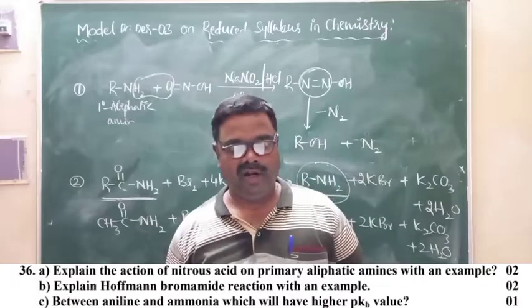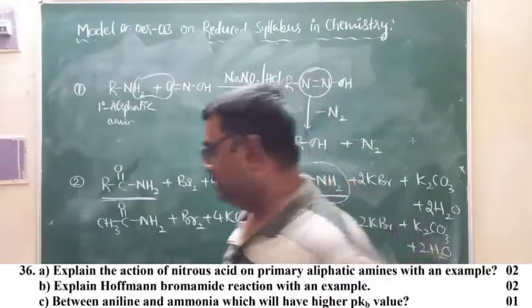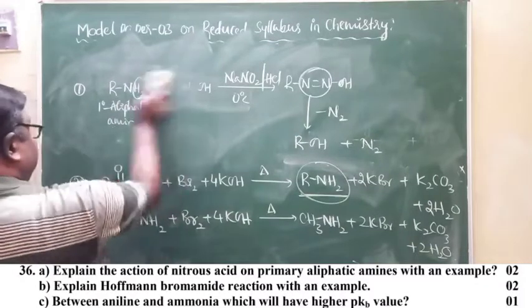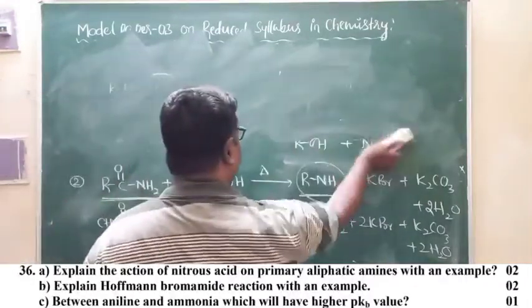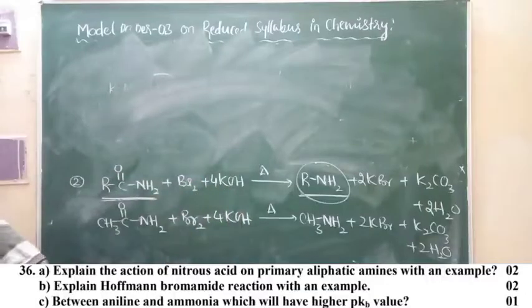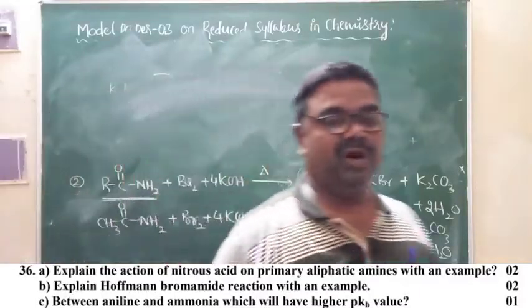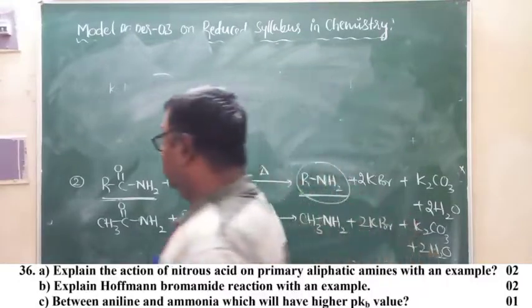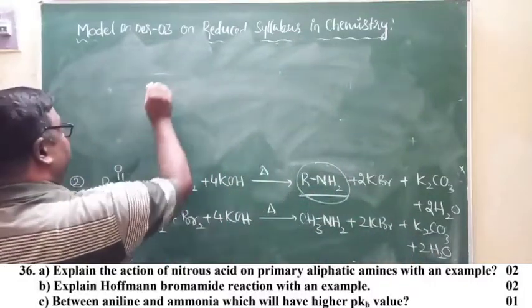Between aniline and ammonia, which will have higher pKb value? As pKb value increases, basic strength decreases. First you have to decide which is more basic between ammonia and aniline. Ammonia is more basic, or aniline is less basic. Less basic compounds will have higher pKb value.